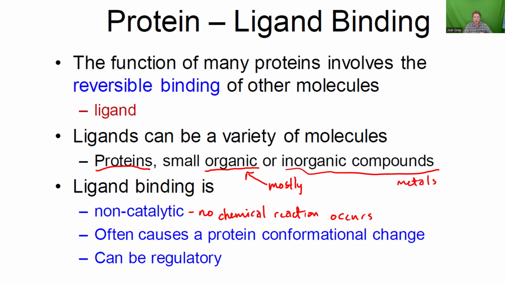Now, the second important item is that ligand binding has a tendency to cause a protein's conformational change. This seems a little bit weird, but can anyone guess or contribute what they think is meant by conformational change? I'm looking for one word, so whatever your answer is, maybe try to sum it up in one word. A conformational change.